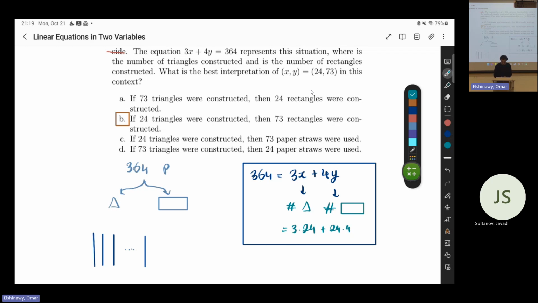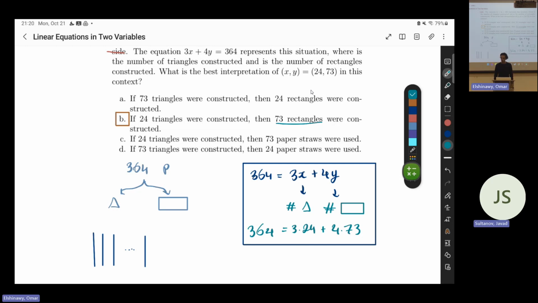Okay, and now similarly, if you want to make 73 rectangles, how many straws do you need? 4 times 73. And I think Flavia has already checked it. So I trust Flavia. 292. Sorry? 292. 192, I'm not sure. Yeah, I calculated on the calculator.